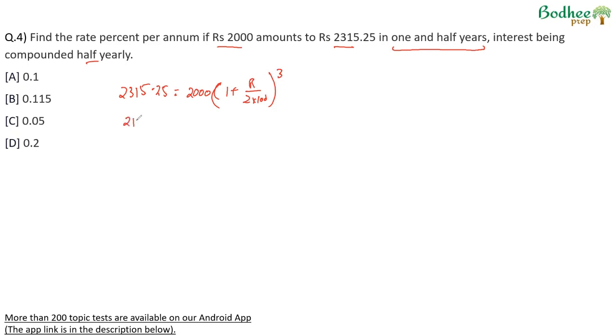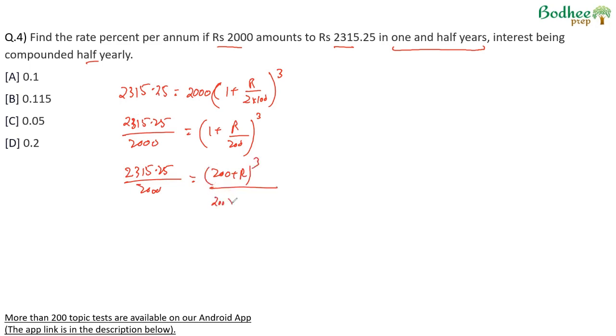This becomes 2315.25 upon 2000 is equal to 1 plus r by 200 cube. 2315.25 upon 2000 is equal to 200 plus r whole cube upon 200 cube. So 200 into 200 into 200. This gets cancelled by 10. So 200 plus r cube will come out to 2315.25 into 2 2s are 4 and then 1 2 3 3 0.